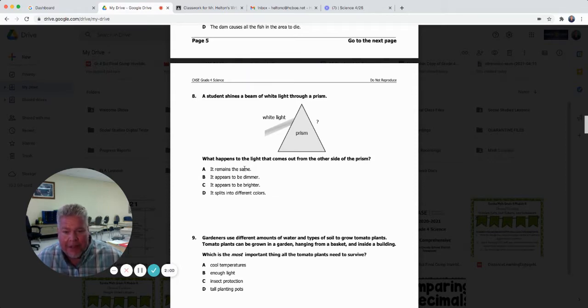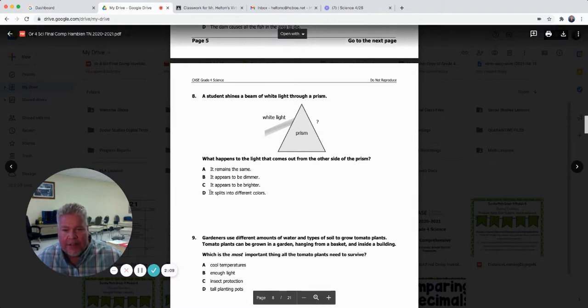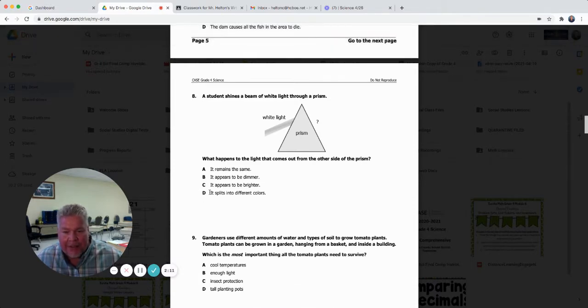It remains the same. Nope. It appears dimmer. No. Brighter. No. It splits into different colors. D. If you shine white light through a prism, it's going to be different colors when it comes out. So 8 is D.